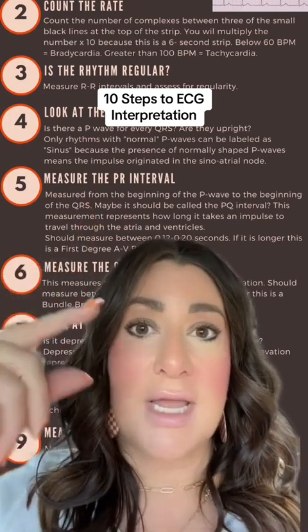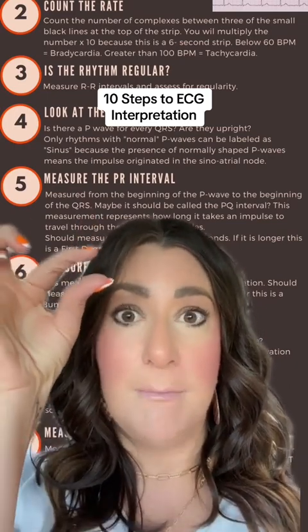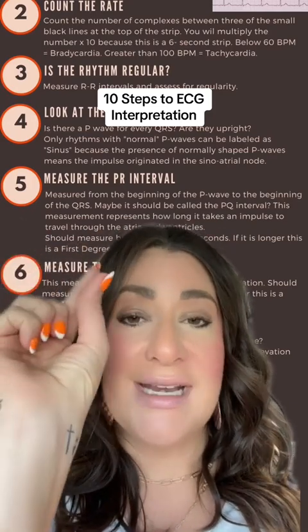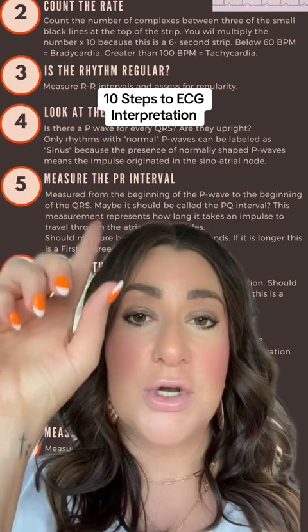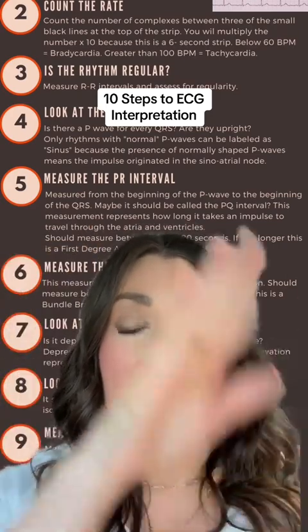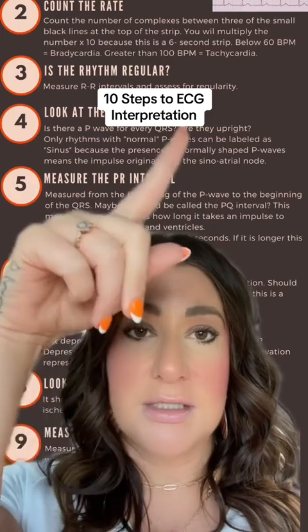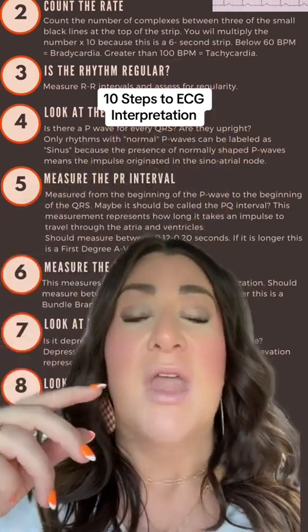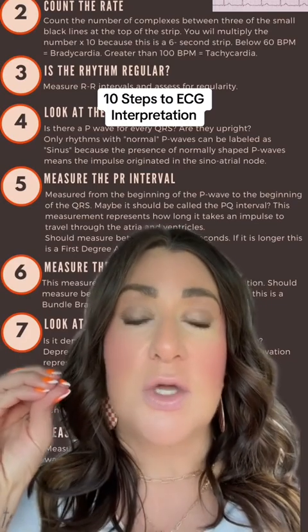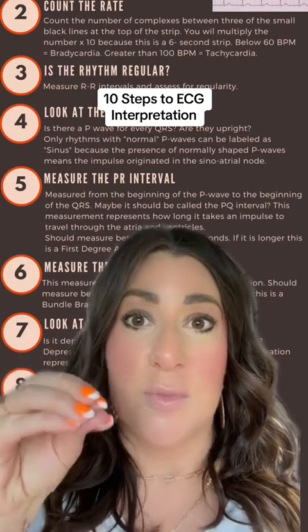Also, you're going to look at those small little measurement boxes within the strip. Those tiny little boxes measure 0.04 seconds. And you'll have several of those boxes that constitute a bigger box up here, and that's going to constitute 0.20 seconds. So it is imperative that you know your measurements.